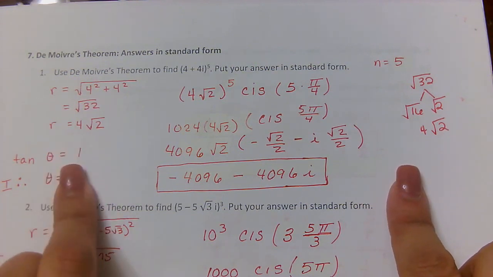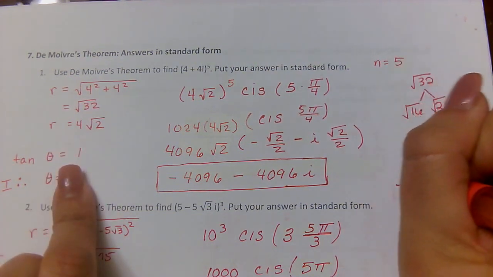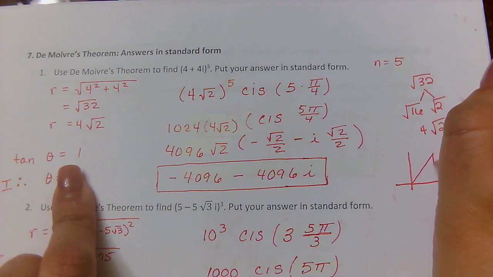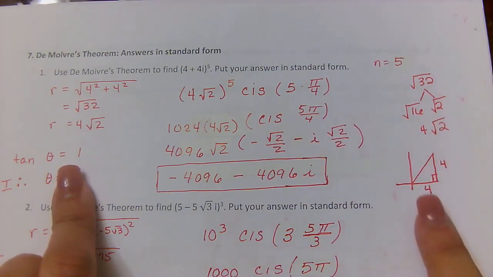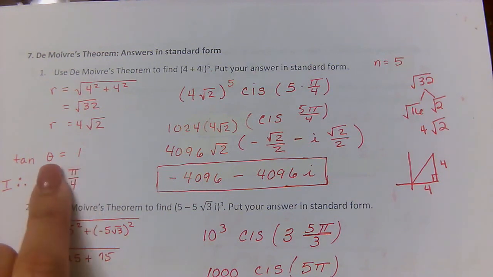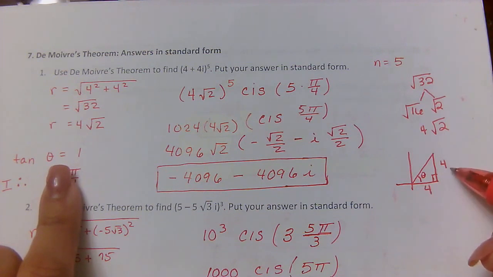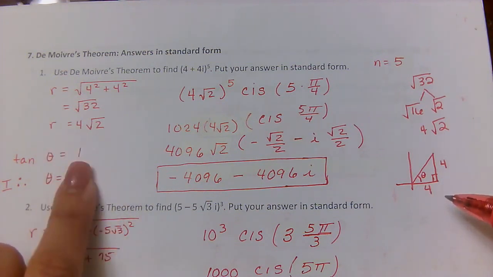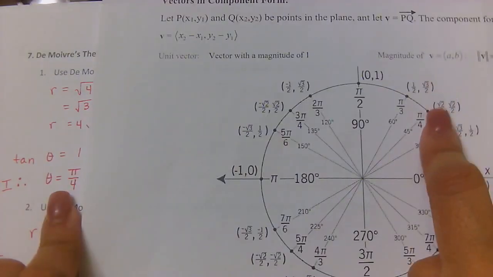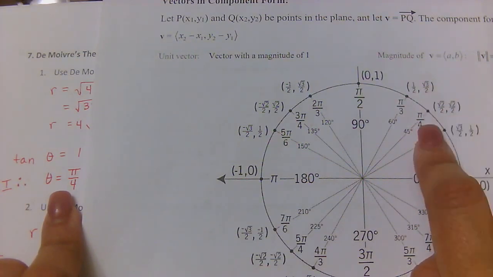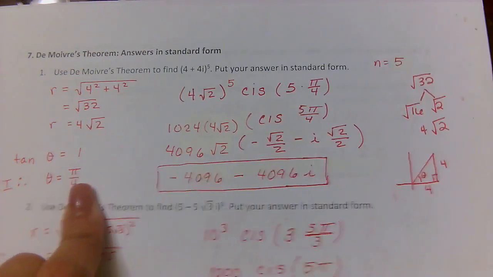Okay. Tangent. Remember, since we're in quadrant 1, this is going to be 4 and this will be 4. You can see that tangent theta, this is my theta, is opposite over adjacent, so tangent theta is going to be equal to 1. And then use your unit circle to determine that tangent of theta is equal to 1 at pi over 4. So I have that here.